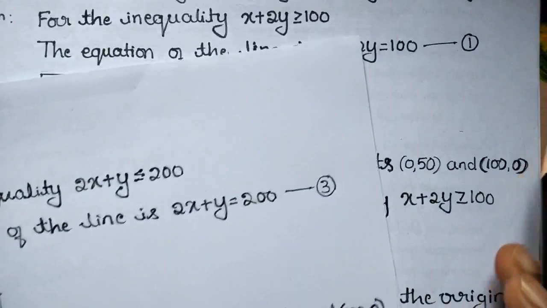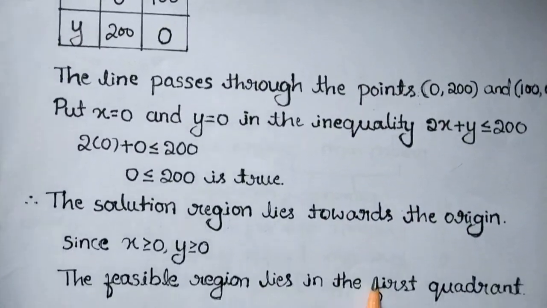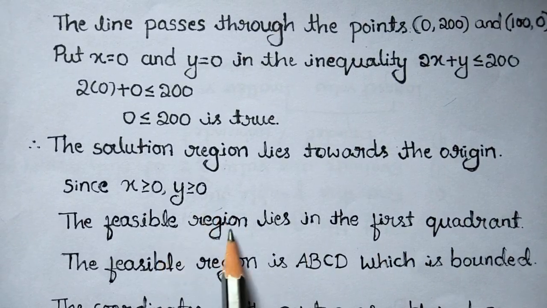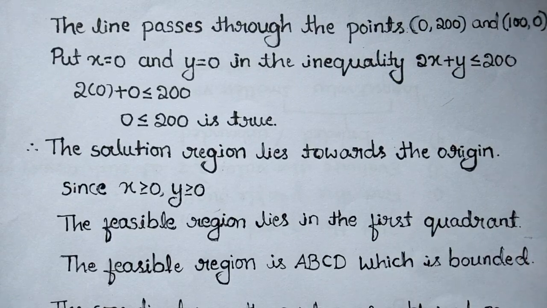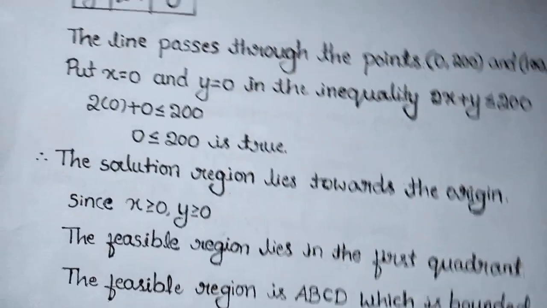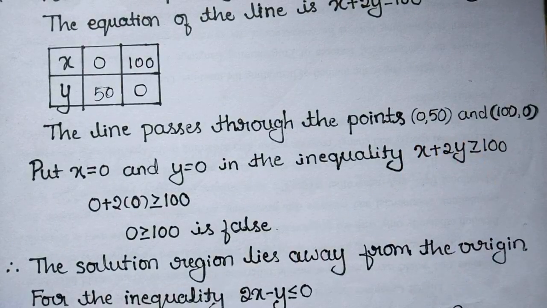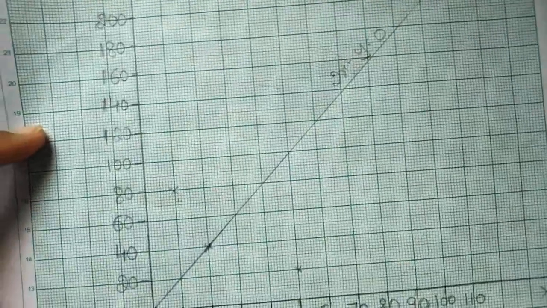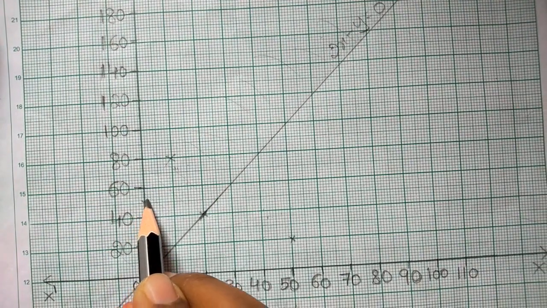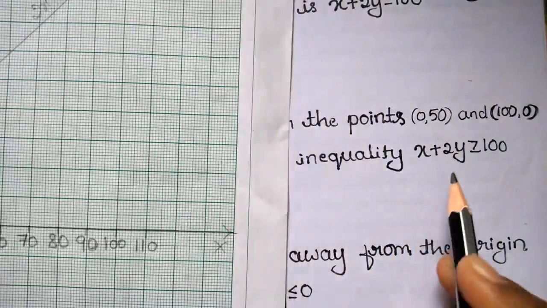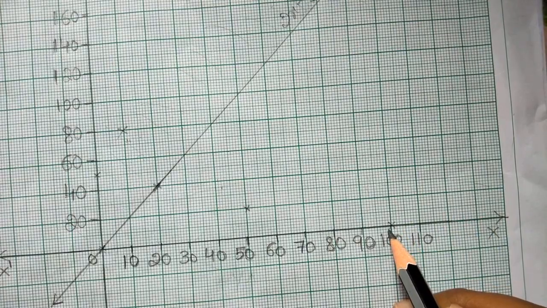And the last, we have non-negative constraints. Since x and y both are greater than or equal to 0, the feasible region lies in the first quadrant. Now let us plot the graph for all these inequalities. For the first equation, the points are (0, 50) and (100, 0). I'll mark the points. 0, 50, x is 0, y is 50, lies in between 40 and 60 here. And another point is (100, 0). X is 100, y is 0 lies here.